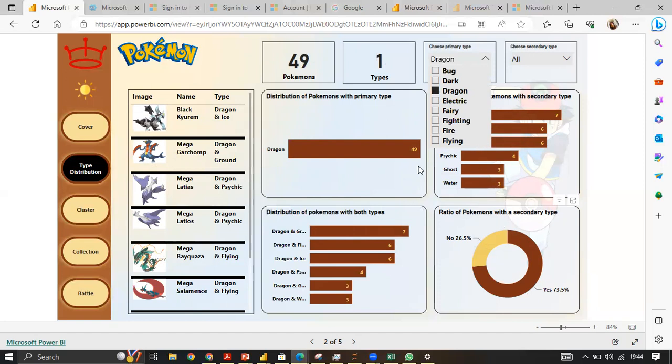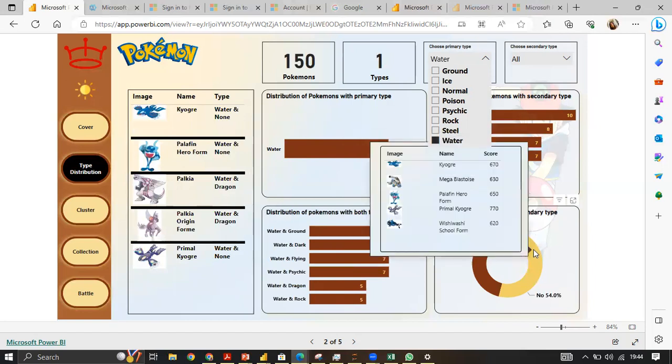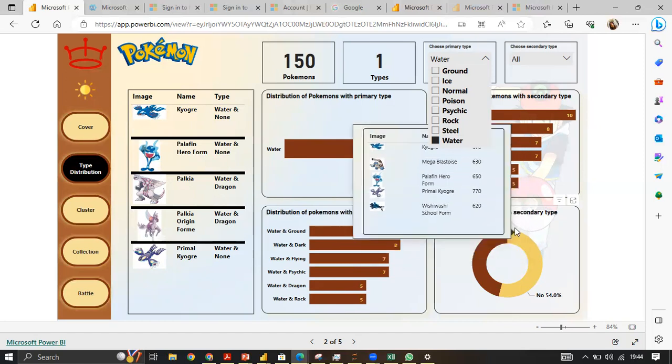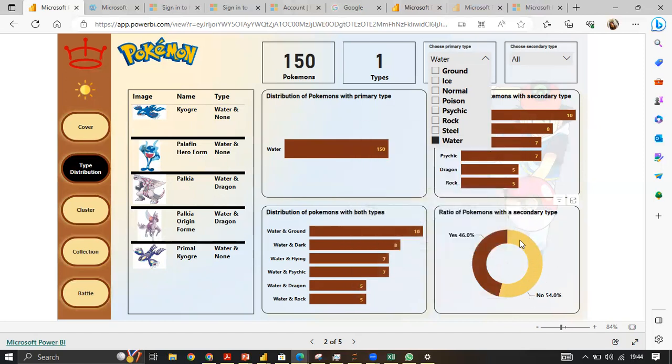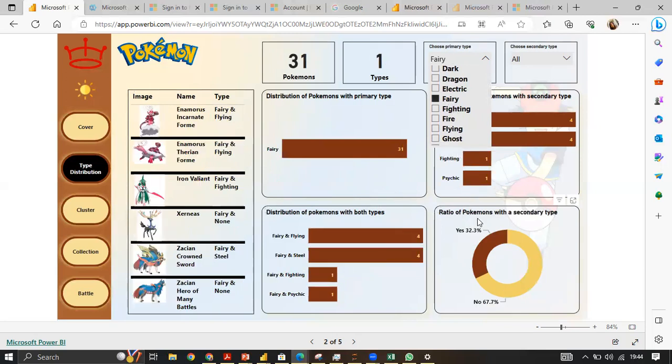We also see that water is obviously leading in the count, but it's not leading in the ratio of Pokemons with a secondary type. Because it has more numbers, I thought of comparing with the ratio, so we get to see the Pokemons that are more represented with a secondary type. We can still explore other types, like the fairy type, which has just 32% of Pokemons with a secondary type.